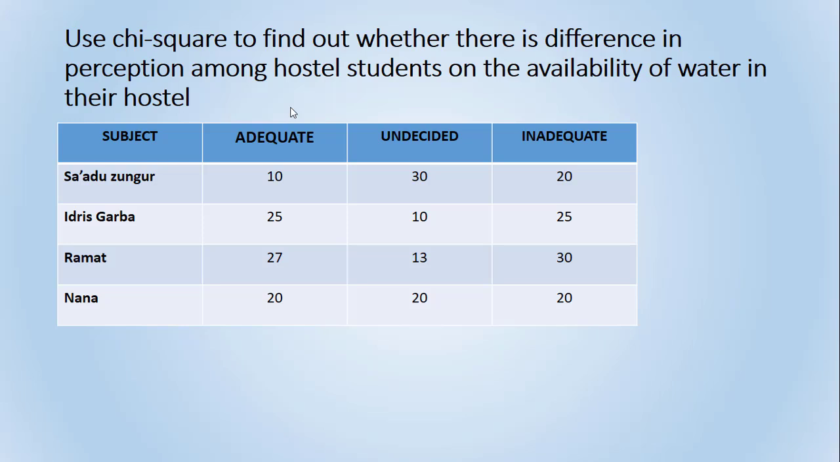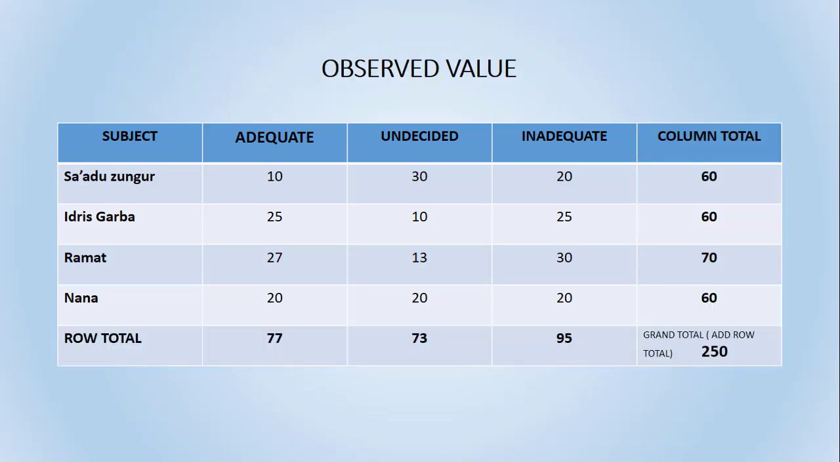So now for us to get our expected value, we need to add up what they know as column total and row total. We need column total, row total, and grand total. Now what does column total mean? Column means the horizontal value. You add up the horizontal. Horizontal value like this. So we're going to add up the adequate, undecided, and inadequate of Saudi Zungu.